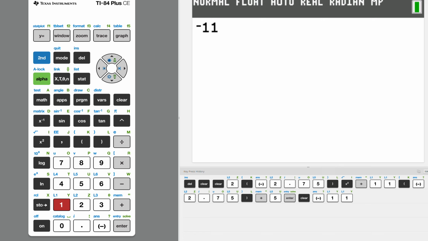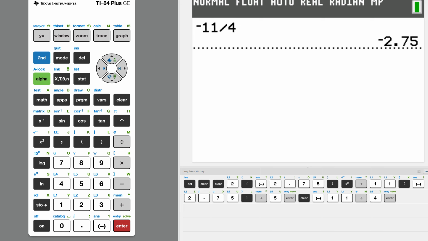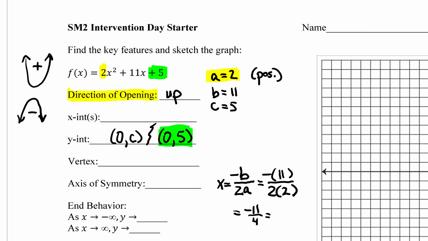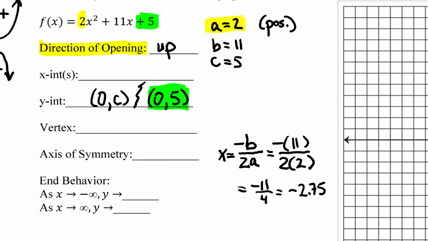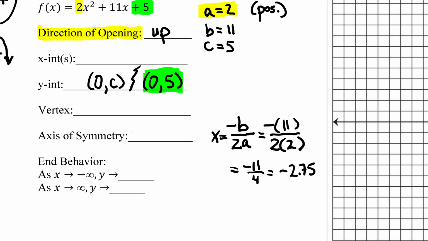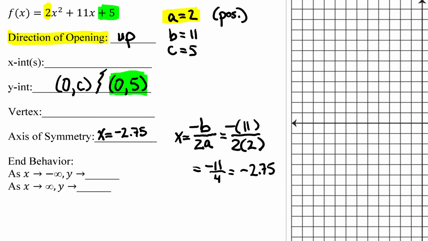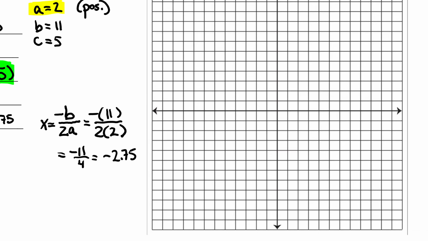Negative 11 divided by 4 is negative 2.75. So my axis of symmetry, remember it's an equation. So you always got to put x equals, and then whatever the number is. In this case, negative 2.75. And negative 2.75 is between negative 2 and negative 3.